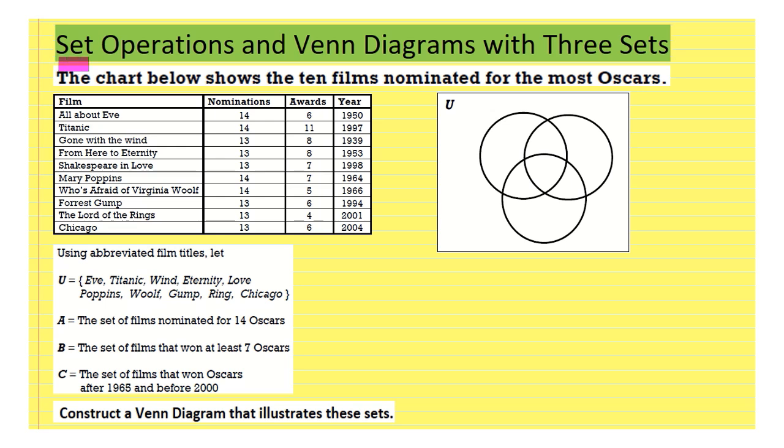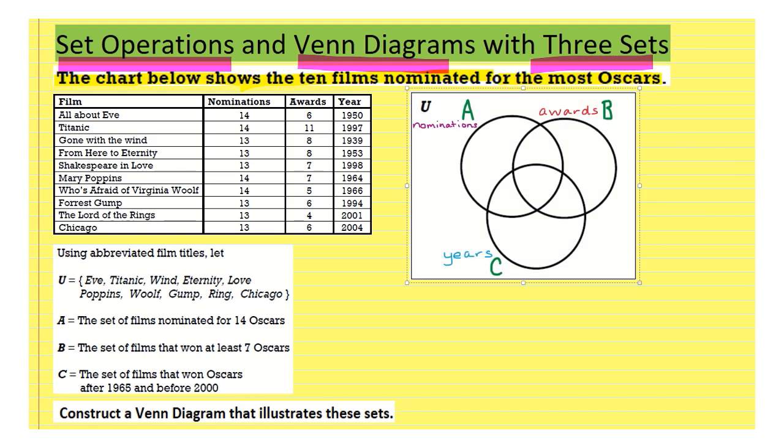We are back again to look at set operations and Venn diagrams with three sets. This particular problem says that the chart below shows the 10 films nominated for the most Oscars. They've given us a blank set of Venn circles, but we are going to update those with categories and letters.